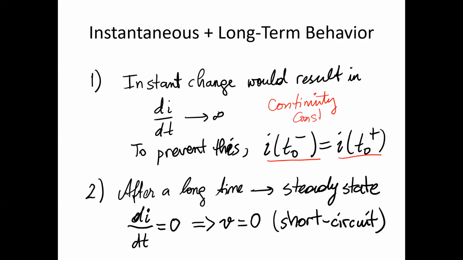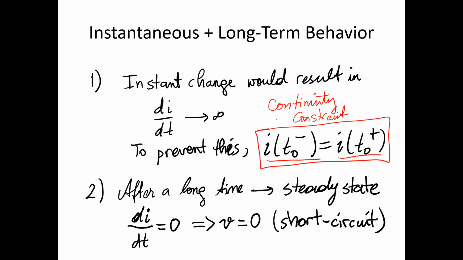This is our continuity constraint, and it ensures that the inductor current is a continuous function of time, and prevents any kind of abrupt discontinuities that would result in a situation that the inductor wouldn't be able to handle. So this is going to be the main relation that we use to help us deal with initial conditions.